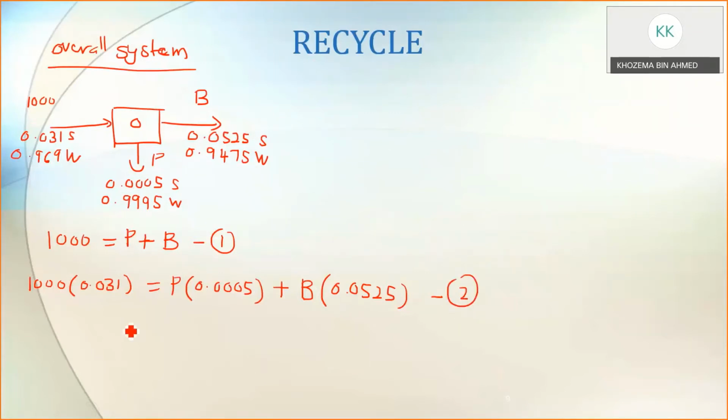So solving both of these equations will give me B is equal to 586.4 pound per hour, and then P is equal to 1000 minus 586, I'll get 413.6 pound per hour. So this is my value of P and B.